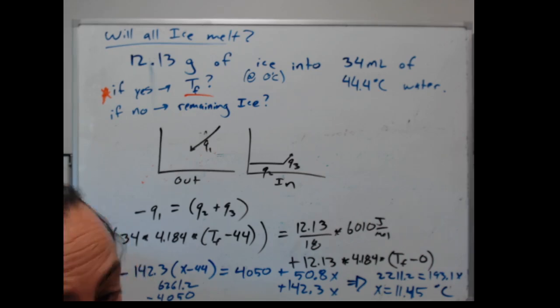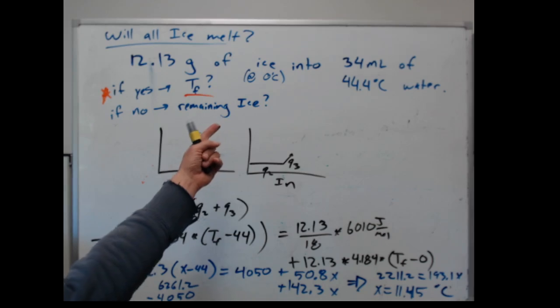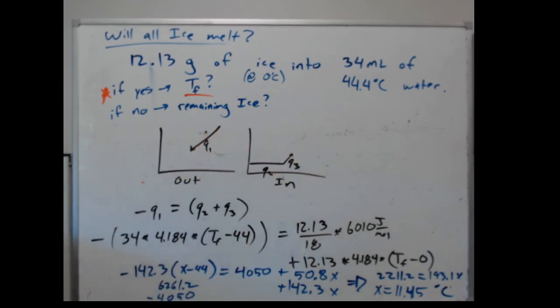And the last thing we can ask is, does that answer make sense? We have two limits on this physical reality. We know it needs to be bigger than 0 and less than 44. Great, we're in that range. Makes sense since there was only a little bit of energy, only like 2,000 joules of energy left over. It kind of makes sense that it's only a little bit warm.